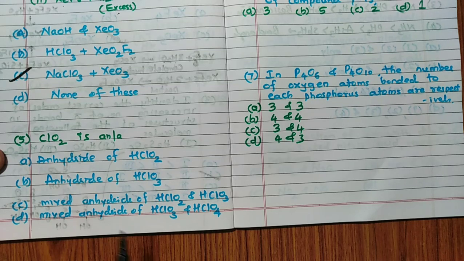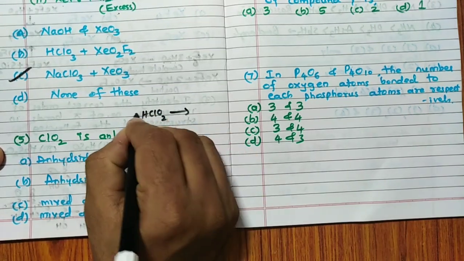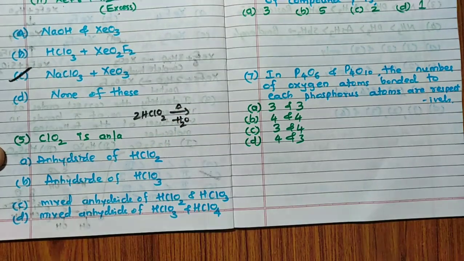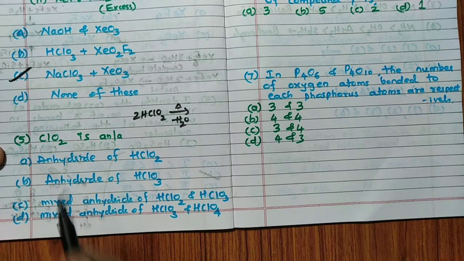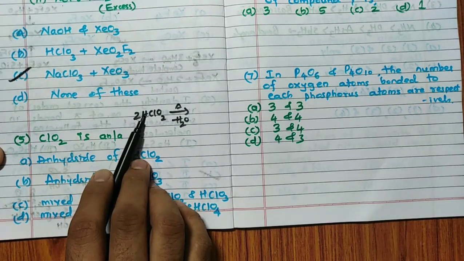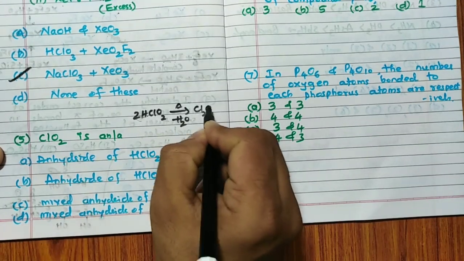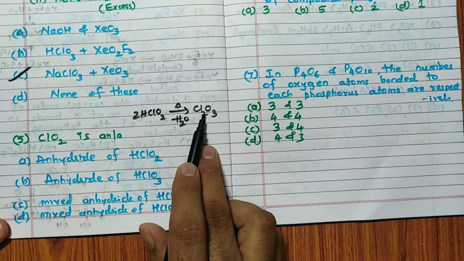So how do you have to tell the answer? See, I will tell you. HClO2, so 2 molecules you have to take. When you heat this, a water molecule is removed. So from 1 molecule, when it is not possible to remove a water molecule, take 2 molecules. 2H is removed, H2 is removed, 1 oxygen is less, so Cl2O3 is the answer for this. Anhydride of HClO2 is Cl2O3.